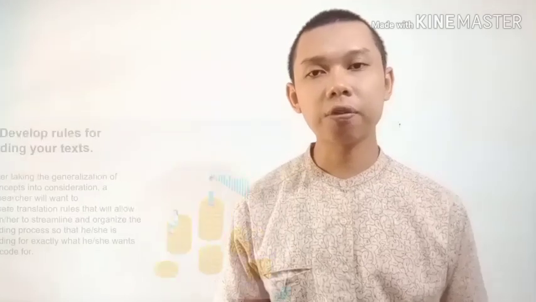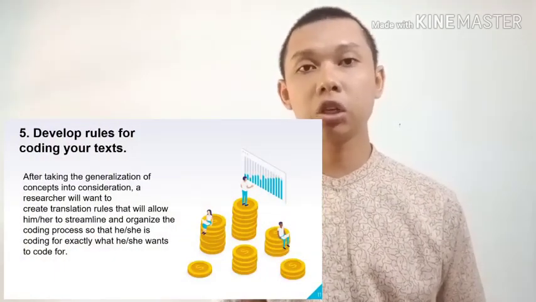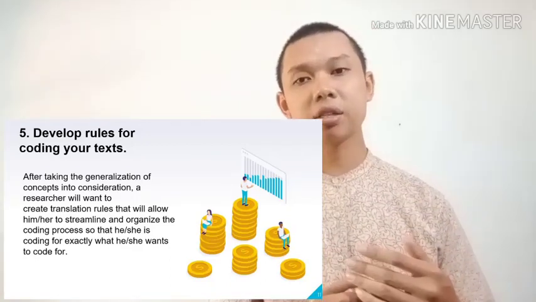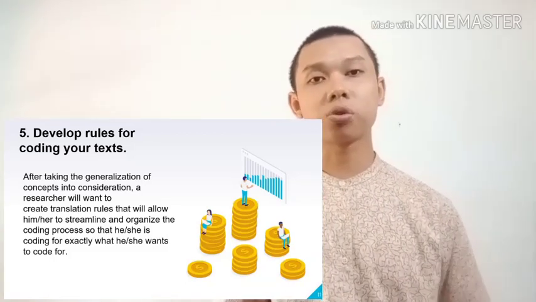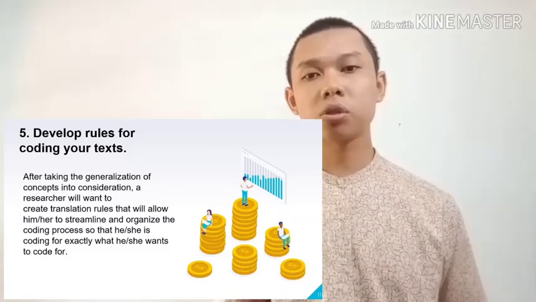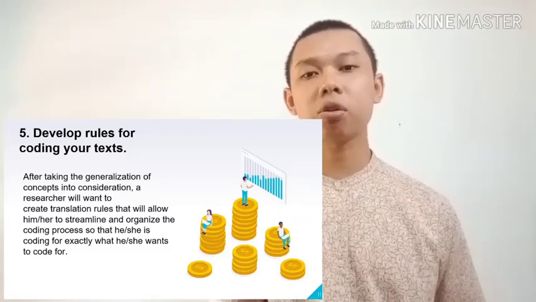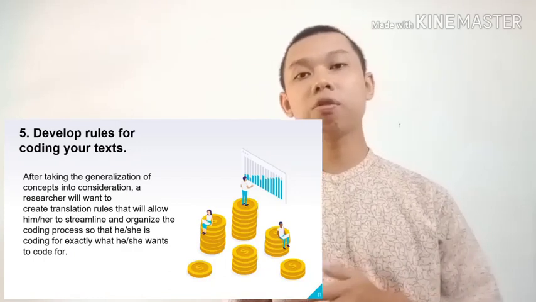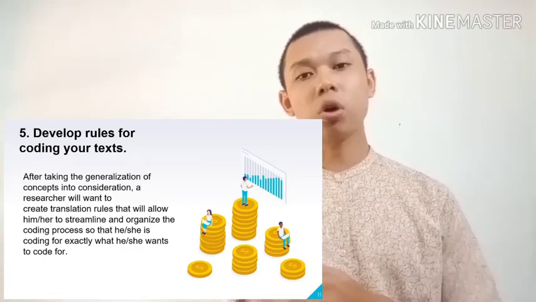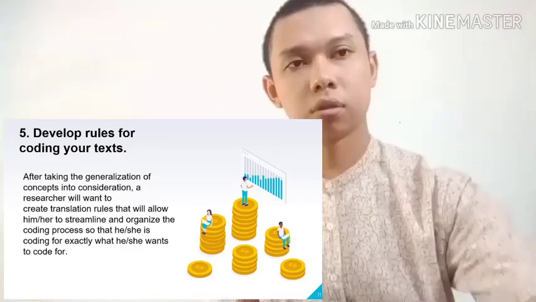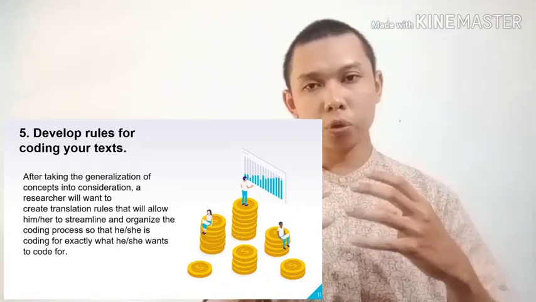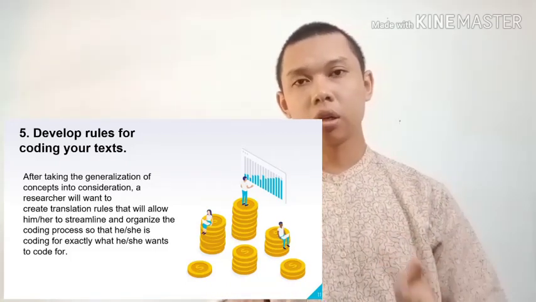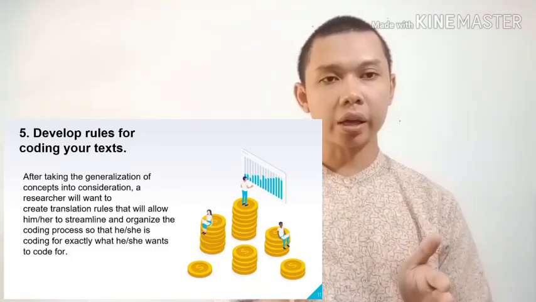And then the next step, develop rules for coding your text. After taking the generalization of the concept into consideration, a researcher will want to create translation rules that will allow him or her to streamline and organize the coding process so that he or she is coding for exactly what she or he wants to code for. The meaning of streamline here is that we have to have the purpose of evaluation before, during, and after the data collection.